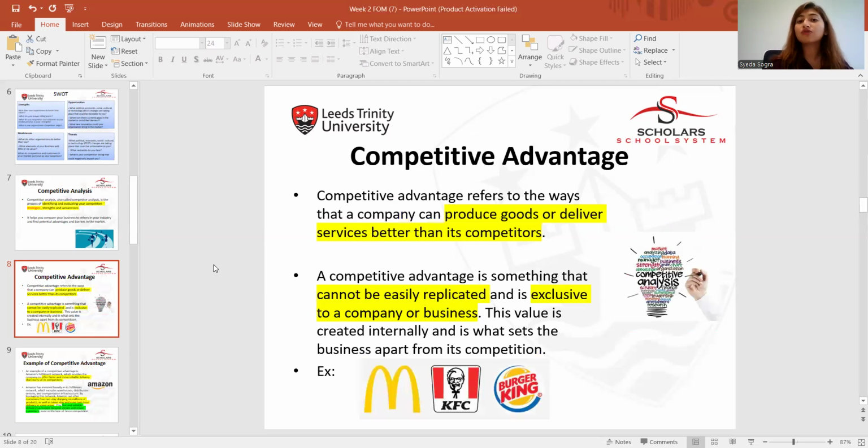Competitive advantage refers to the ways that a company can produce goods or deliver services better than its competitors. A competitive advantage is something that cannot be easily replicated and is exclusive to a company or business. This value is created internally and is what sets the business apart from its competition. For example, McDonald's, KFC, Burger King, they're all competitors. But all of them have certain unique selling points for which they have different customer groups going to them.